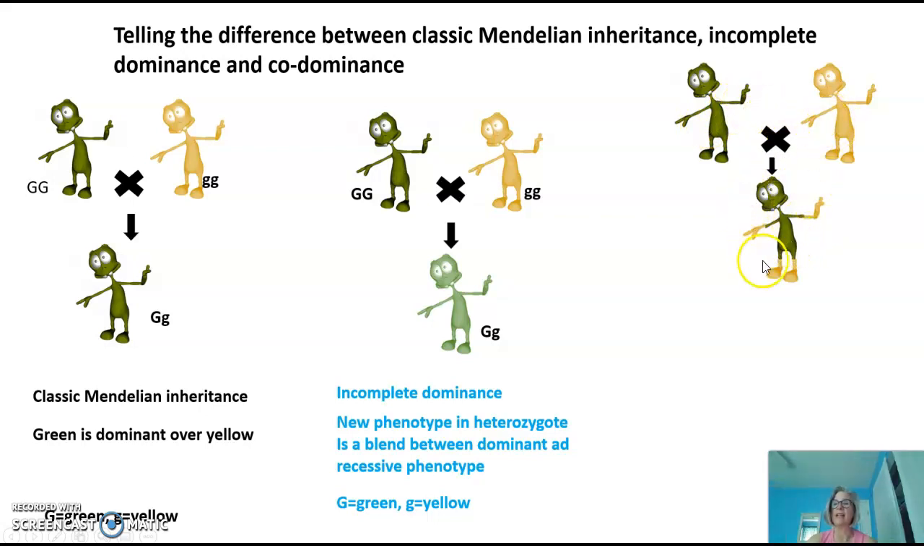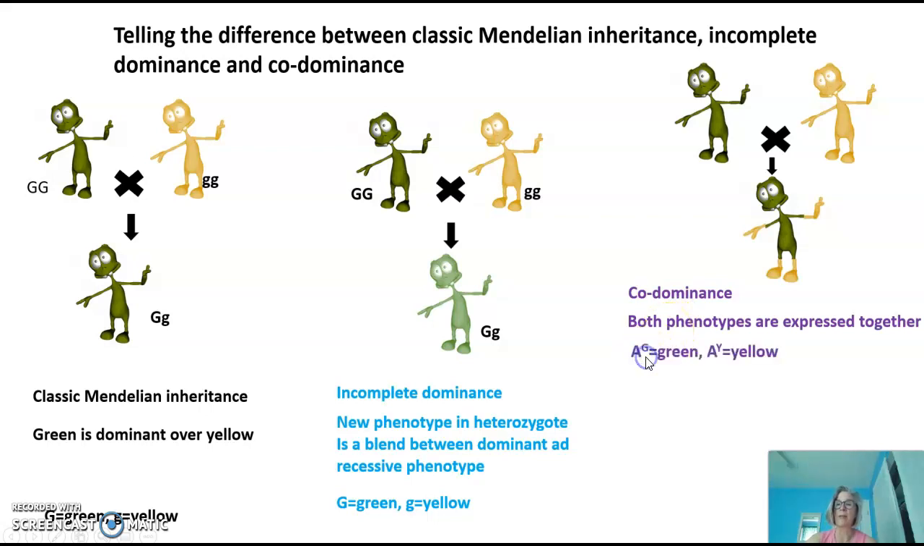Let's look at one last example where I have my green alien crossed with my yellow alien, and I get an alien that is a different mix of both of these colors. This alien is expressing both the green and the yellow. It's not a blend, there's not a mix, but it's also clear that the green is not dominant over yellow, because both of these phenotypes are showing. This is an example of codominance where both the phenotypes are expressed together.